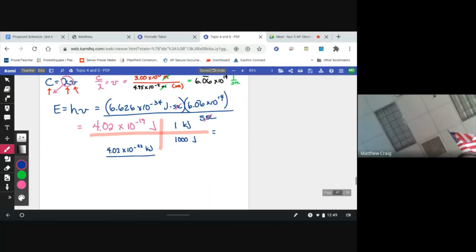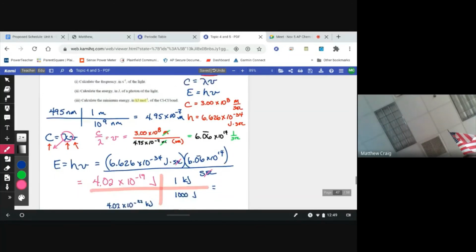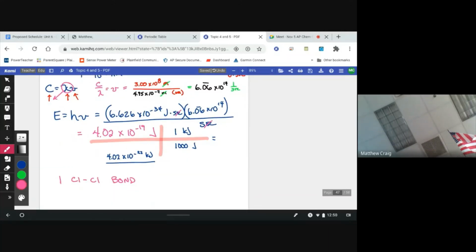That's right. Because we can go from kilojoules to, well, we want to be in kilojoules per mole. So we have to use, I don't remember actually, but I know we used Avogadro's number. Did we not just find the amount of energy for one chlorine bond? So why can't we just divide it by Avogadro's number?